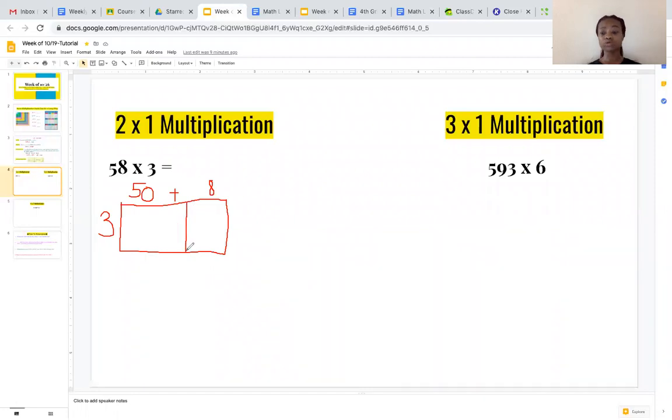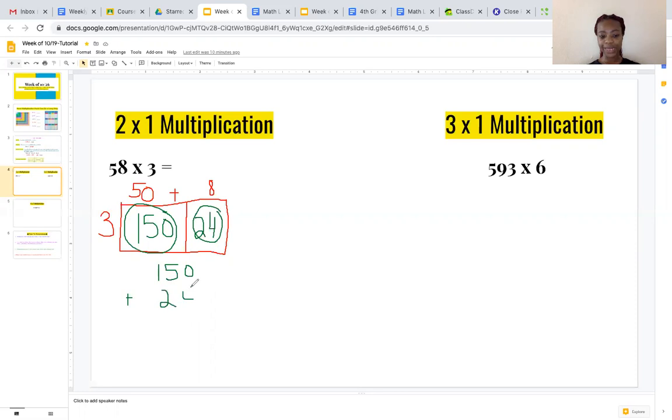Now we actually multiply 3 by each of these terms. So by 50 and then 3 times 8. So 3 times 50 gives us 150. Let me actually make this more fun, add some color here. So here we have 150. And on this side here, in the smaller rectangle, 3 times 8 gives us 24. So these are what we call partial products. Now we have to add the partial products together. So 150 plus 24.